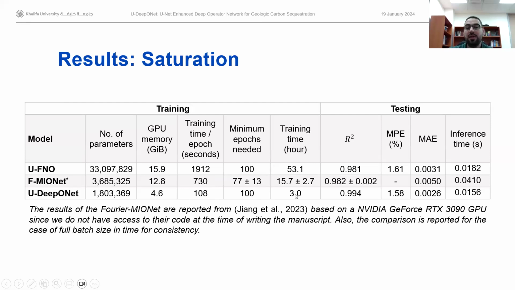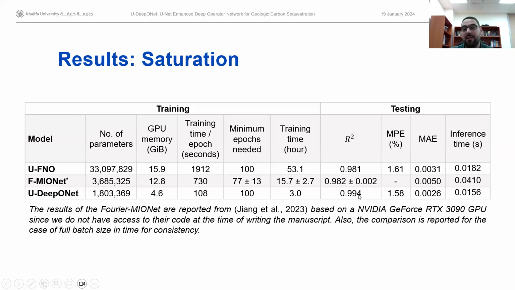The U-DeepONet only takes about 3 hours to train. This is about a 20-fold increase in speed. The Fourier MIONet, again run on a 3090 GPU, takes about 15 to 18 hours to train. So this constitutes a substantial improvement in training speed compared to the other architectures.